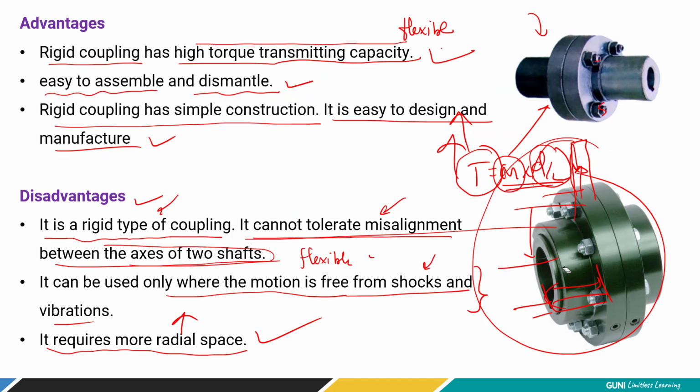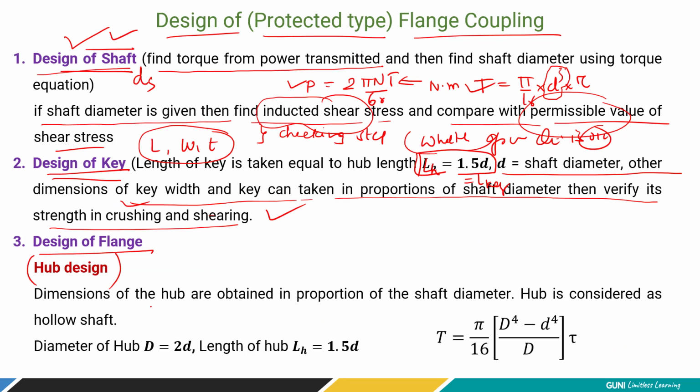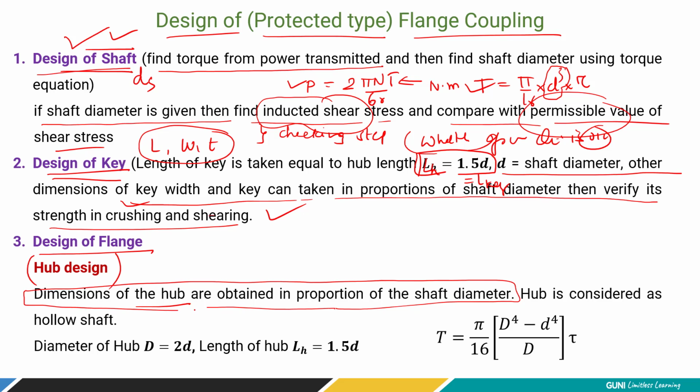Now what is this hub? Here this part, this small hollow cylindrical part, is called the hub. That fits on the shaft and it is firmly joined on the shaft by using a key, right? So now it's time that we have to design the hub, then we have to design the flange dimensions. Dimensions of hub are obtained in proportion to the shaft diameter. This is the most important sentence, right? So we are going to adopt it in proportion with the shaft diameter.